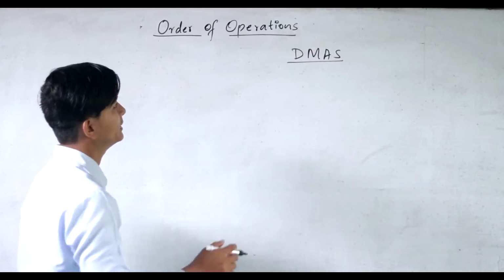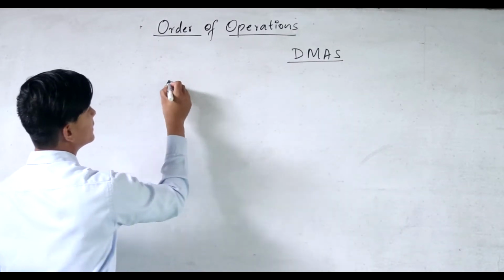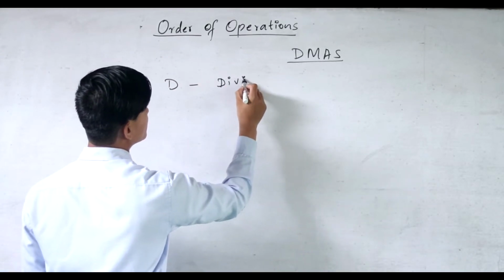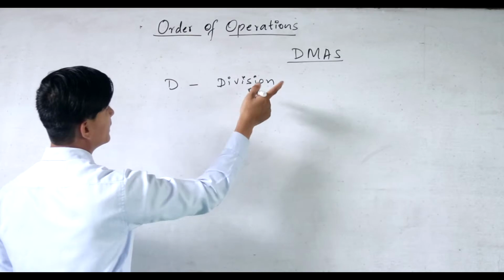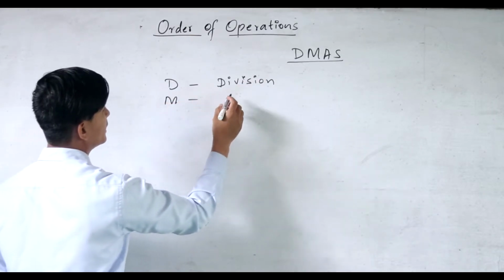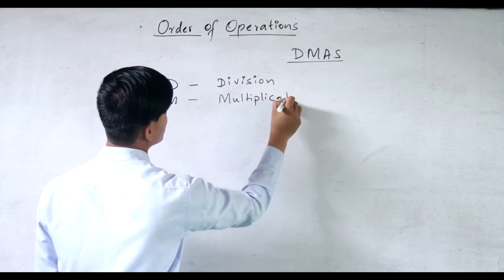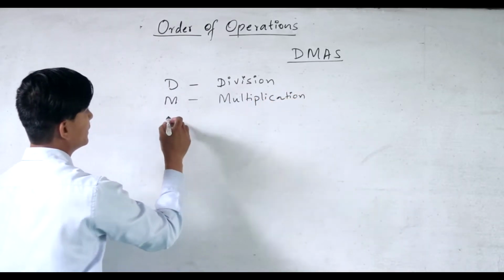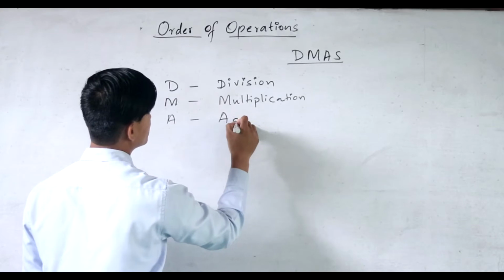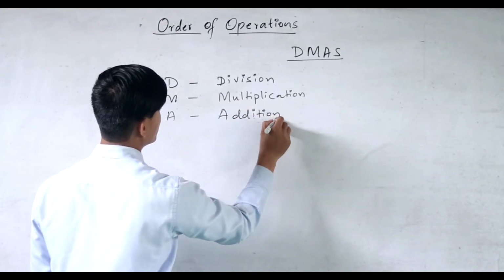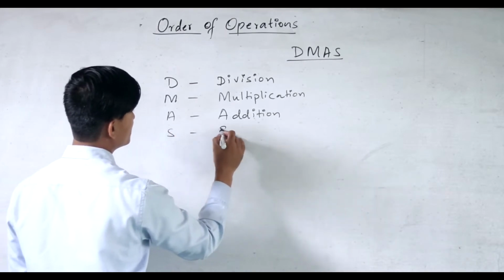Okay. So here D means divide, or you can say division, and M means multiplication, A means addition, and S means subtraction.